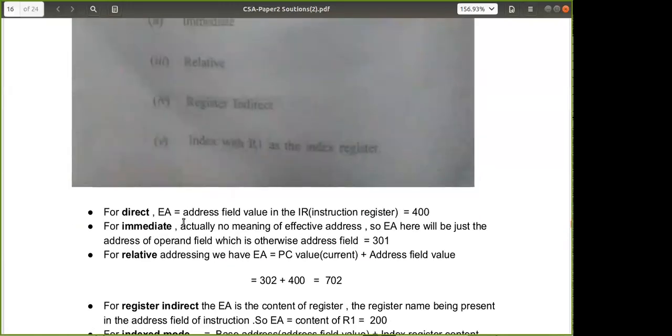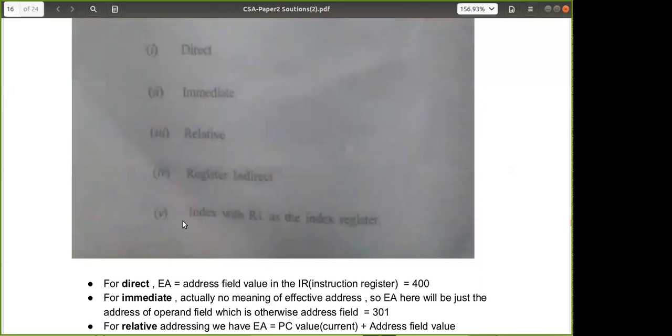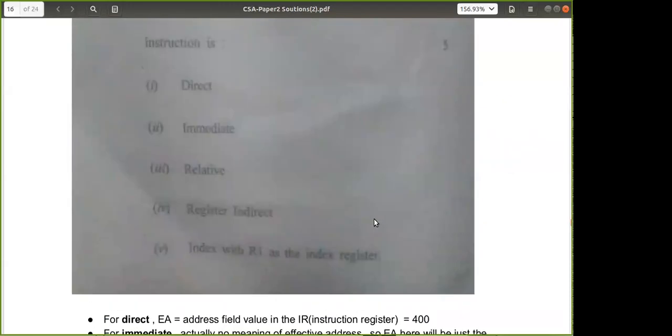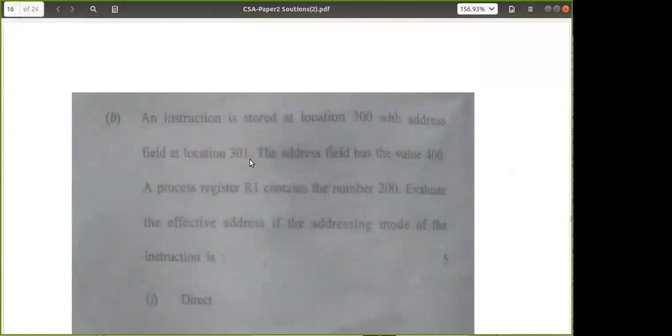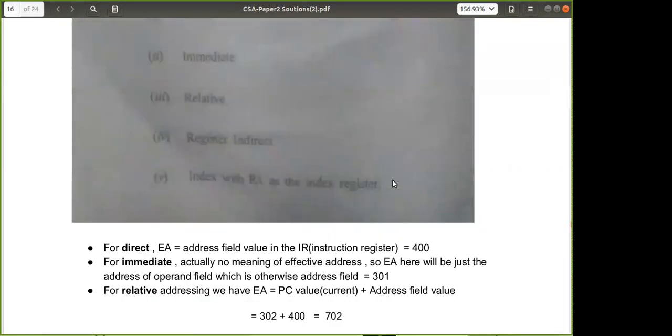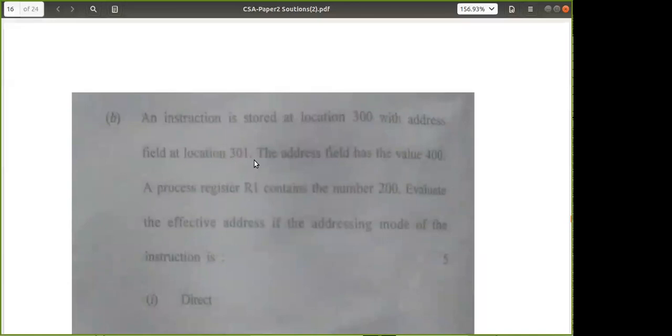Let's see. For direct addressing, the address field value is in the IR. You see the address value here is 400, so for direct, the effective address is 400. For immediate, there is no actual meaning of effective address; the operand itself is in the address field. So in immediate, the 301 is the answer.